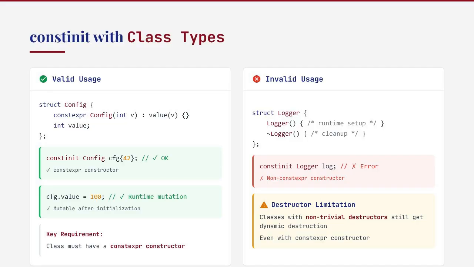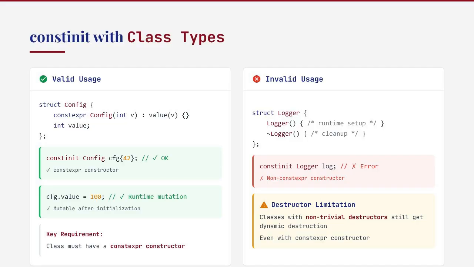However, classes with non-trivial destructors still get dynamic destruction, even if they have constexpr constructors. This is an important limitation to be aware of. For example, if config had a destructor that did something non-trivial like freeing memory or writing to a log, that destructor would still be called at program exit, potentially reintroducing order dependencies. In practice, this means that constinit with class types works best for simple aggregate-like classes without complex destructors.